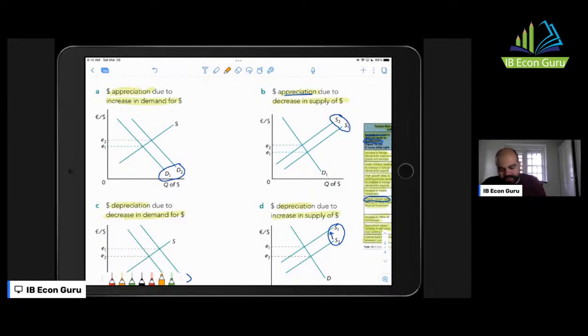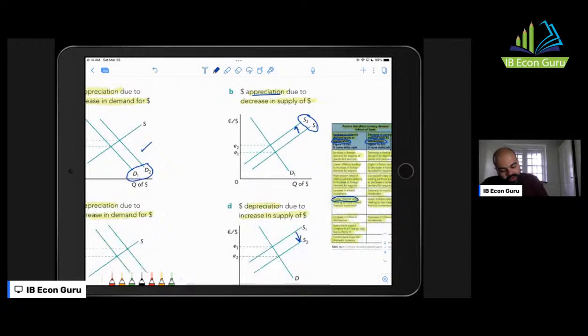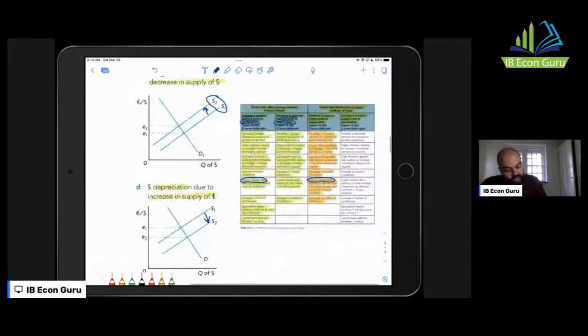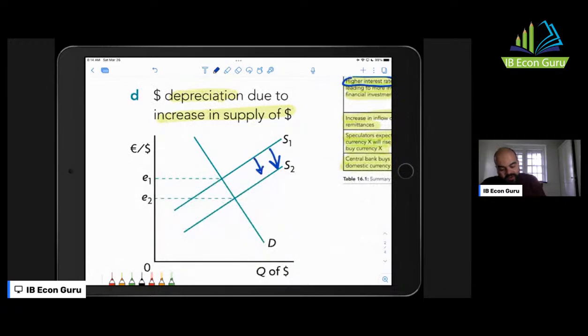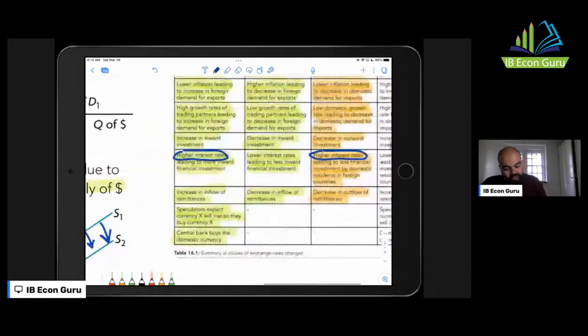Oh, these diagrams are flipped, I just realized. Sorry, this is the depreciation diagram. So this is the one where there's a decrease. Yeah, that's right. So what are the factors that lead to an increase in currency supply? This diagram here, which causes depreciation.